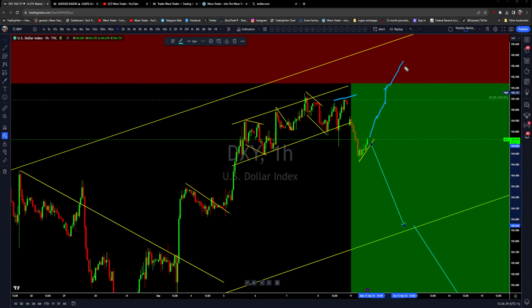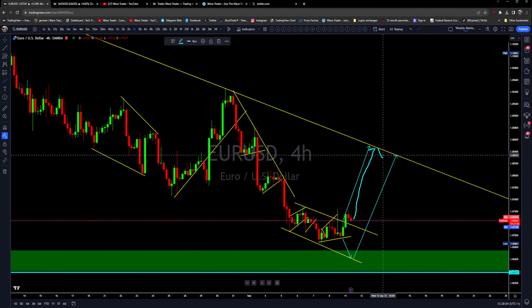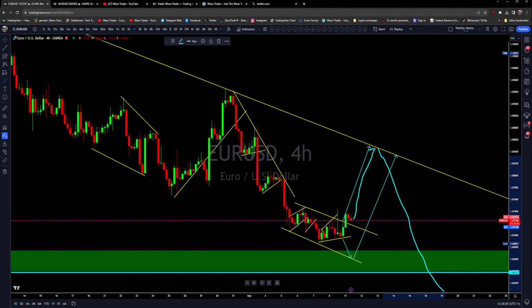So what you are simply looking for is this correction to break out and go higher within that trend, and we still may see another leg lower from that. All right, so we still may see another leg lower from that trend, very much similar to the DXY.